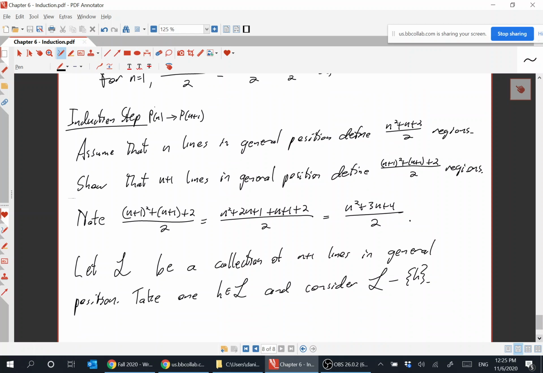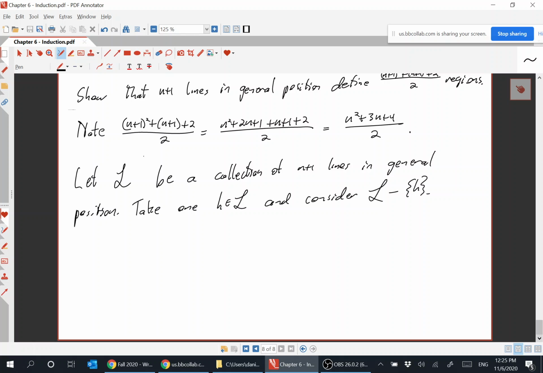All right. So we want to show that if you assume n lines give you that many regions, then n plus 1 lines give you this many regions. That's the statement, the predicate. N lines, this many regions, that's P(n). N plus 1 lines gives you this many regions, that's P(n+1). Before going any further, let's simplify the expression. ((n+1) squared plus (n+1) plus 2) over 2 is equal to (n squared plus 3n plus 4) over 2.